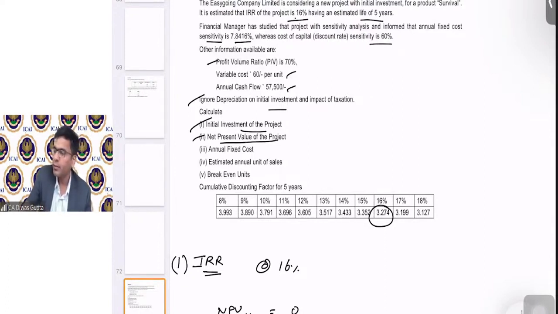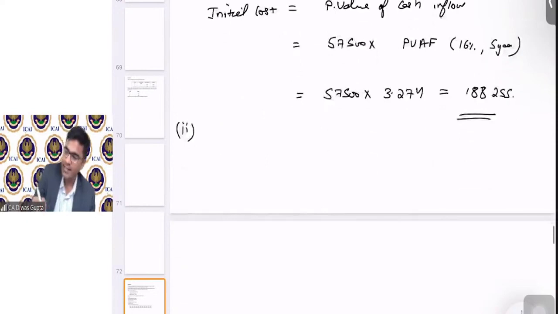So you have the initial cost, you have the present value of cash inflows. What you don't have is the discount rate, because we have been given the IRR. So if at IRR, NPV is 0 and the sensitivity is 60%, can we calculate the cost of capital? Yes.